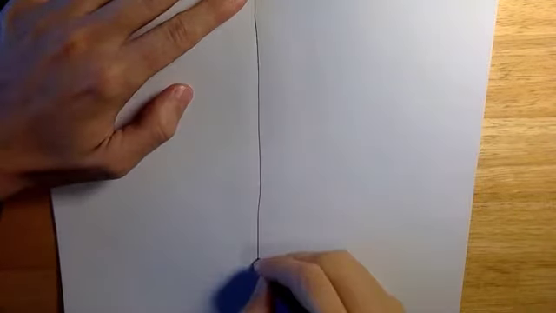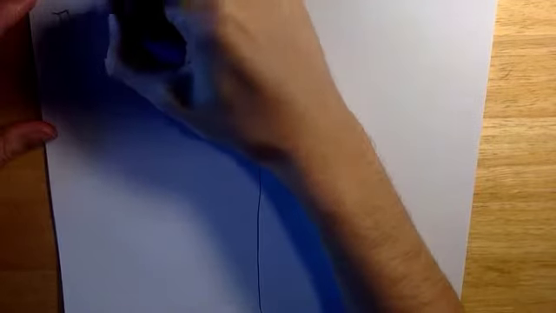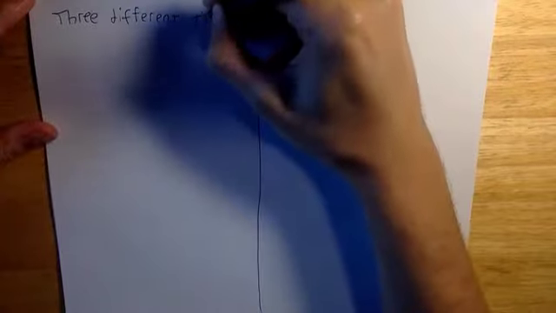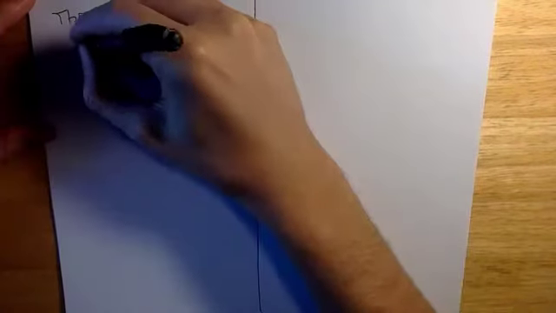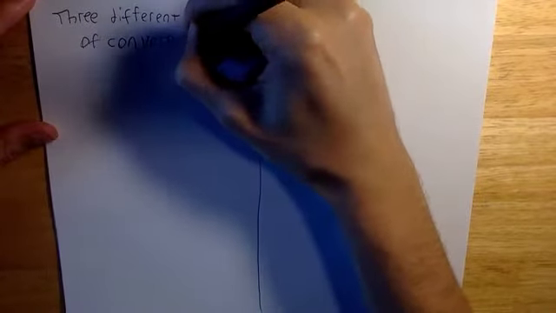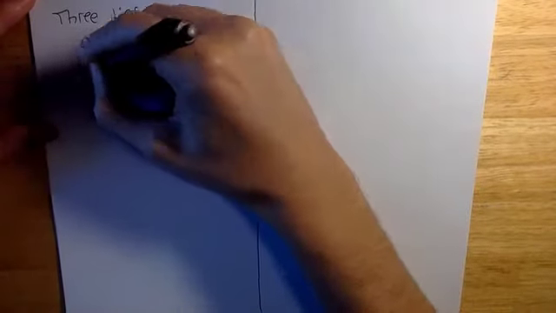Okay, so today we'll be talking about convergence. We'll talk particularly about three different types of convergence for random variables.